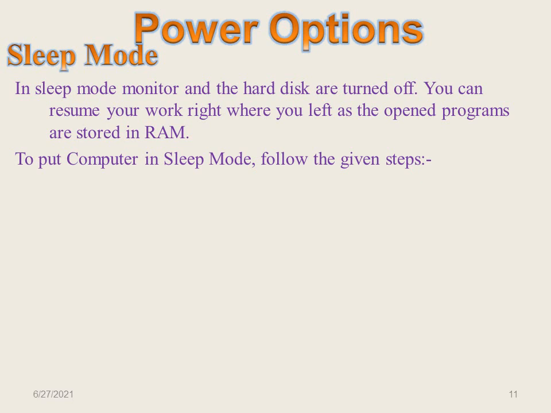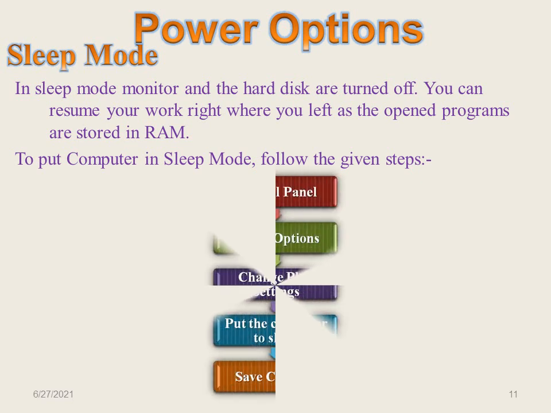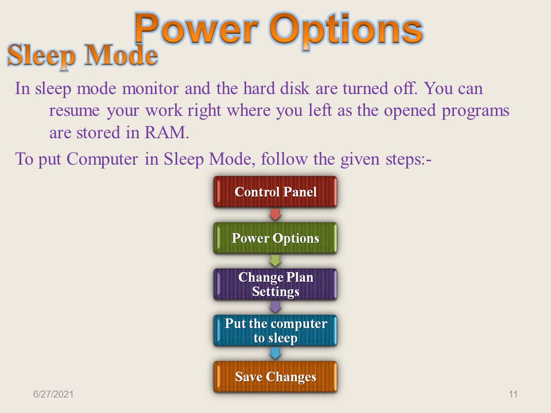To put your computer in sleep mode, follow the given steps. First, click on the power option from the control panel. Step 2, click on the change plan setting option. Step 3, click on the put the computer to sleep drop down list and select the time. And step 4, click on the save changes button. Now the second power option is hibernate mode.